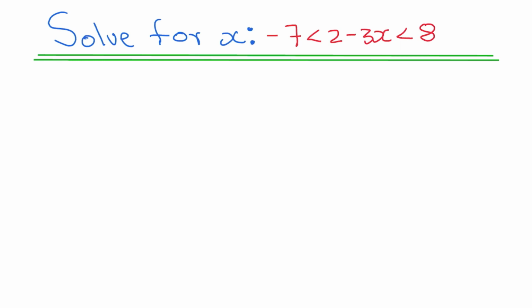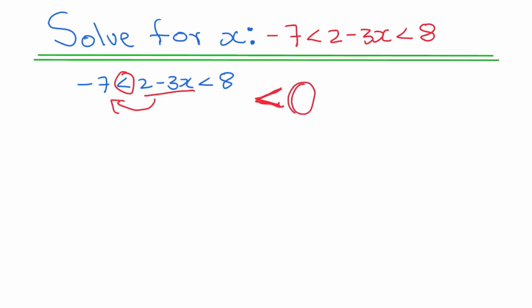They want us to solve for x. As you can see on your screen, we have -7 is less than 2 minus 3x, which is also less than 8. When we read this, we can say 2 minus 3x is greater than -7, because when you have an inequality like this, what's on the open side of the inequality is the big one, and what's on the sharp end is the small one, right? So 2 minus 3x is greater than -7, but it is less than 8.